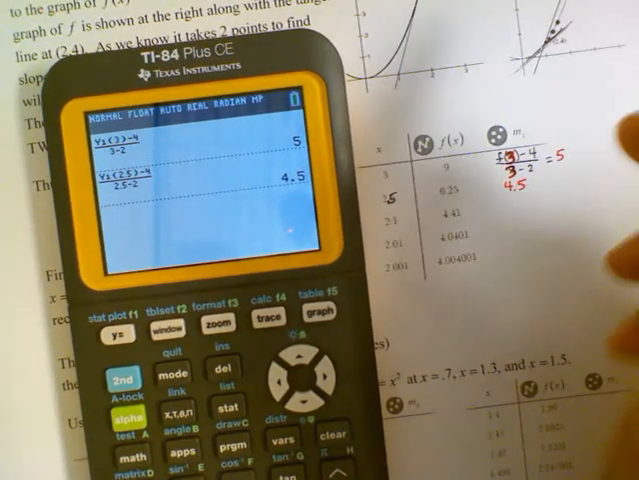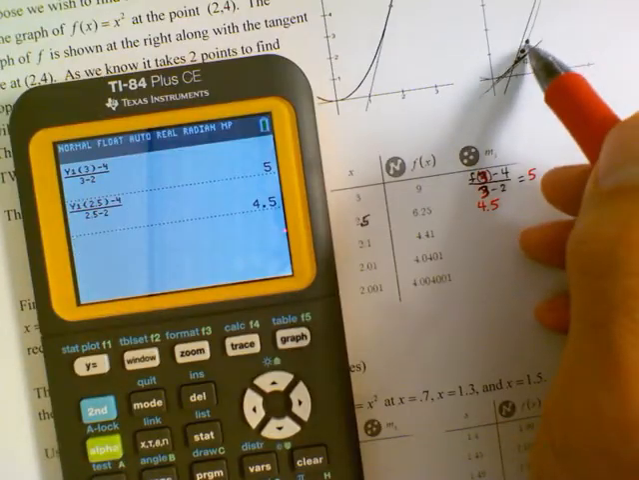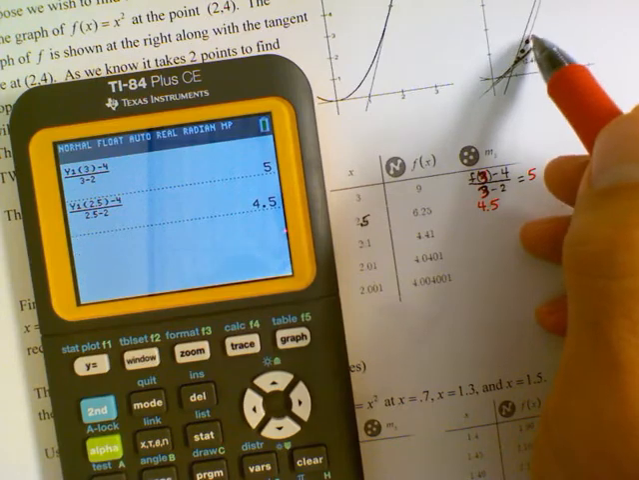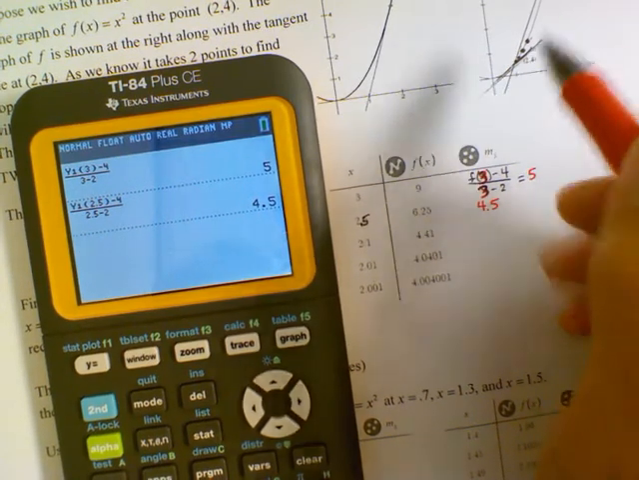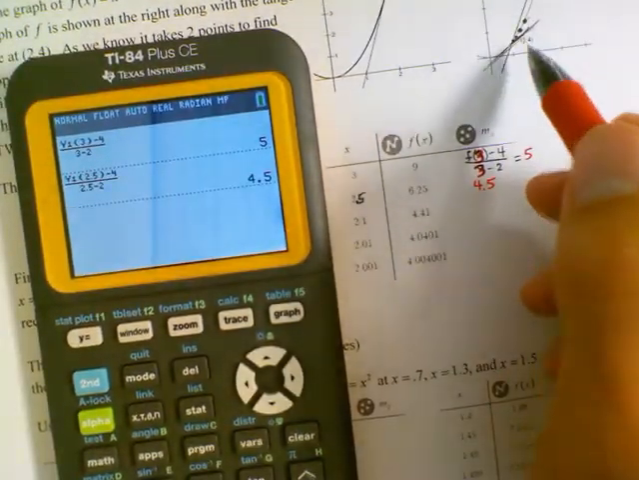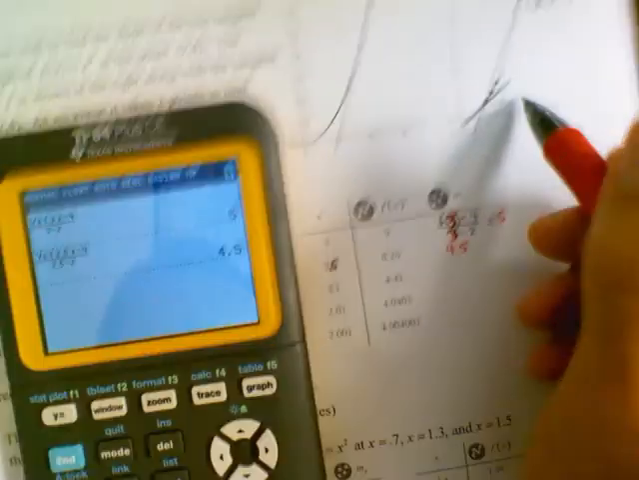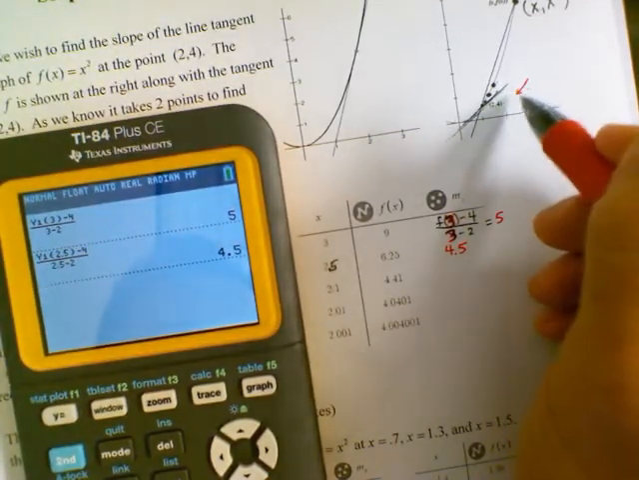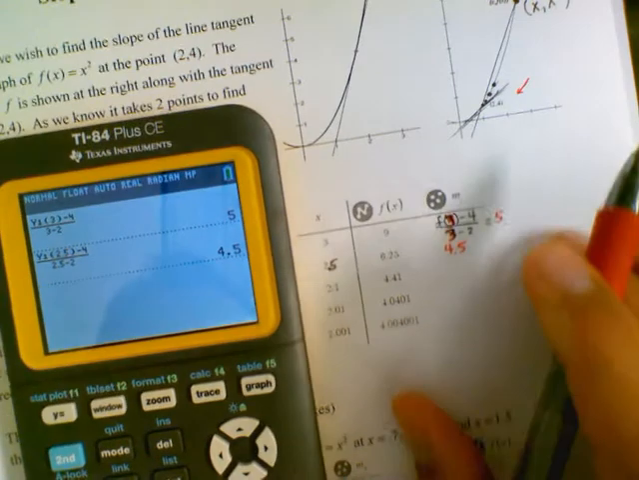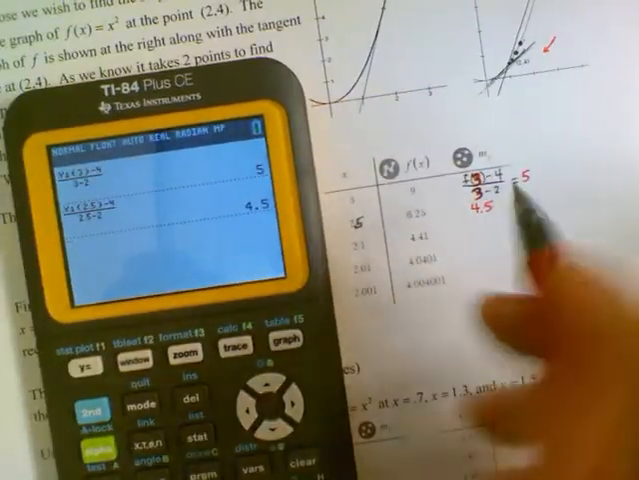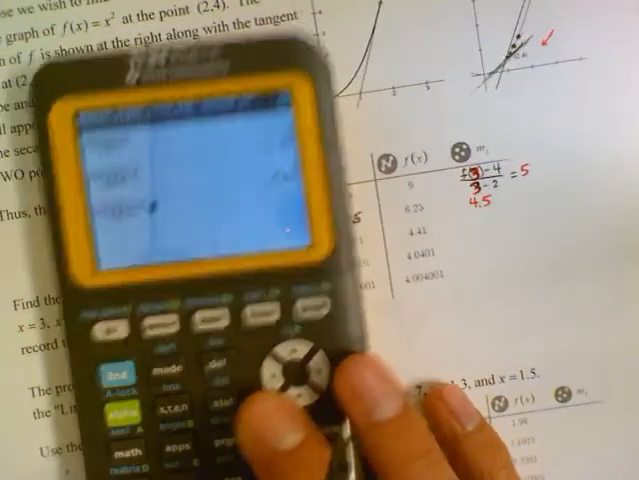Okay, so you can see that first one had a slope of 5, but then the next one had a slope of 4.5. So it's kind of decreasing. The slope itself is decreasing as I'm going towards that point from the right, right? Okay, so we'll go ahead and change that 2.5.